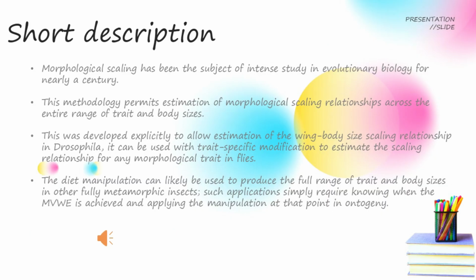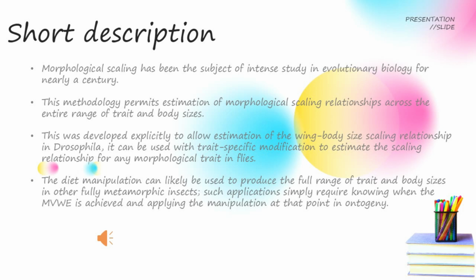Morphological scaling has been the subject of intense study in evolutionary biology for nearly a century. This methodology permits estimation of morphological scaling relationships across the entire range of trait and body sizes. This was developed explicitly to allow estimation of the wing-body size scaling relationship in Drosophila. It can be used with trait-specific modification to estimate the scaling relationship for any morphological trait in flies.